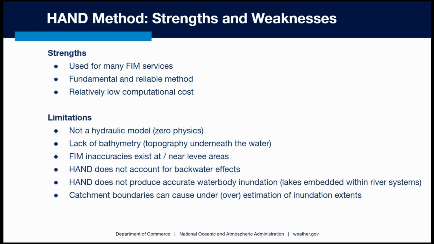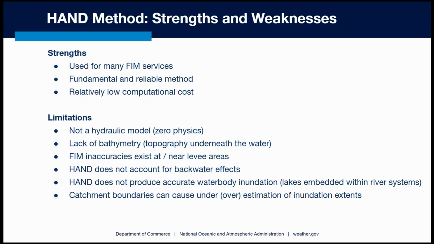Some strengths and weaknesses of this method. It's used for many different FIMs by many different agencies. It's a commonly used method for creating a flood inundation map. It's a fundamental and reliable method overall, and the computational cost is relatively low. So we can compute this for the nation, and it doesn't cause a huge computational workload to do that.